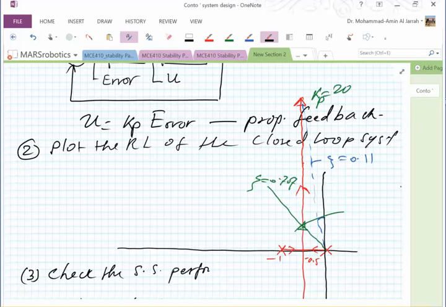The simple controller is not good enough, so we need to design a controller. How much gain boost do I need? 20 over 0.5, which is 40. The ratio is 40, so I want to push the gain by 40.